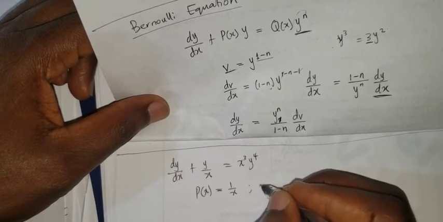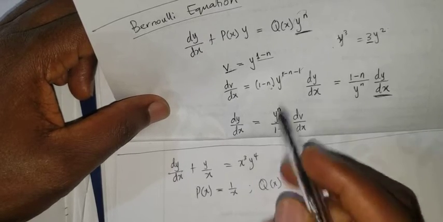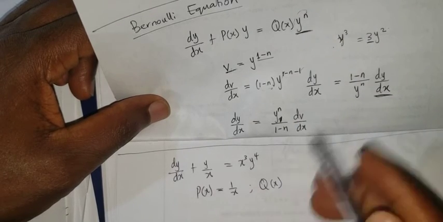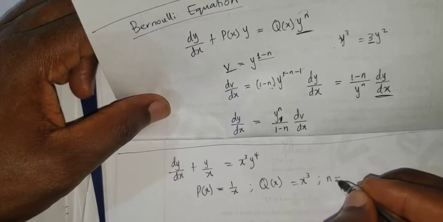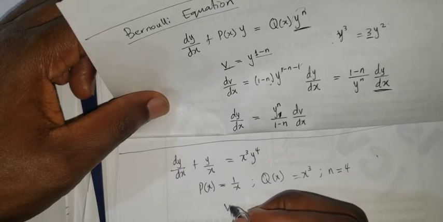And then our q of x in this case is the coefficient of y raised to the power n. That means n in this case is 4. So our q of x is x to the power 3, and our n is equal to 4. So to solve this problem, we're going to use the substitution v.